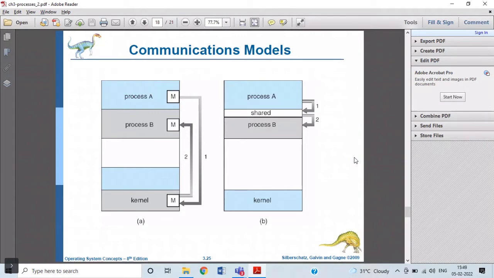So in the message passing model, process A will communicate the message to the kernel, and in turn the kernel will pass the message to process B. These are the two models of inter-process communication. The first one is shared memory, and this is the message passing model. Again, the same concept.